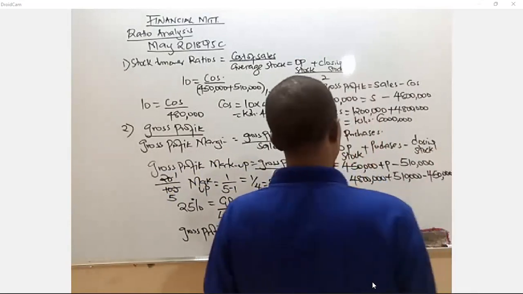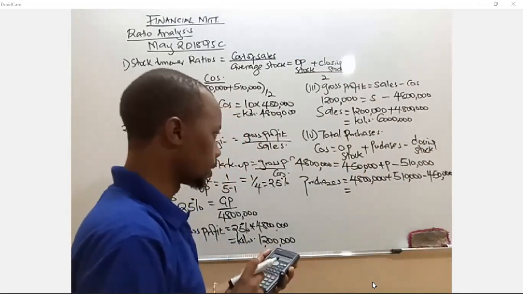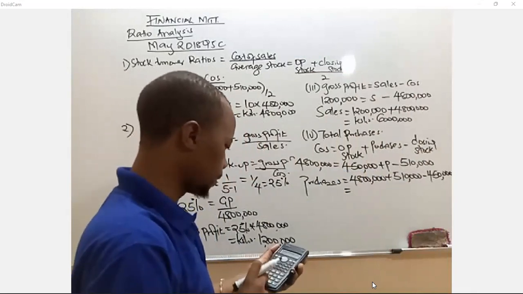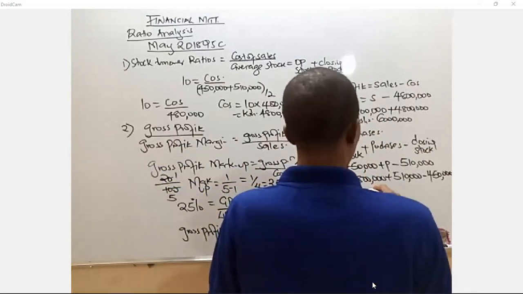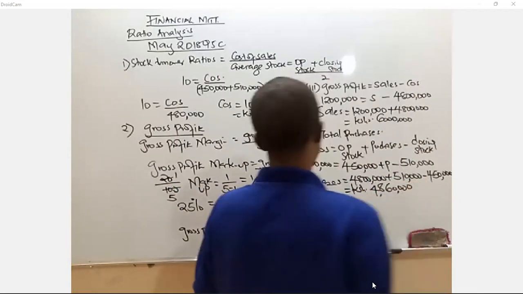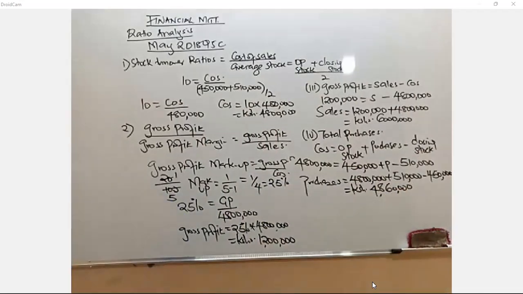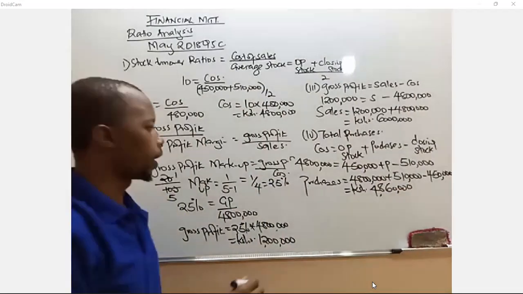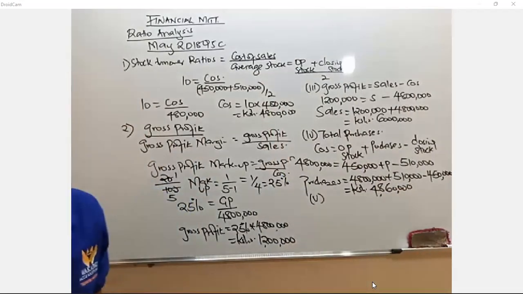So what is my purchase now? It will be 4.8 million plus 510,000 minus 450,000. And you remember we are getting Kenya shillings as our purchases: 4,860,000. Those are my purchases. Now, the other one, number 5, they're asking us about the net profits.